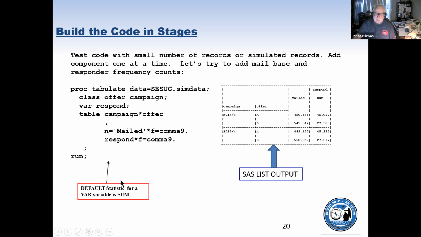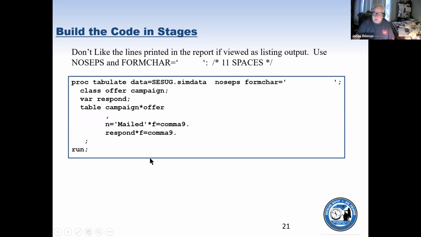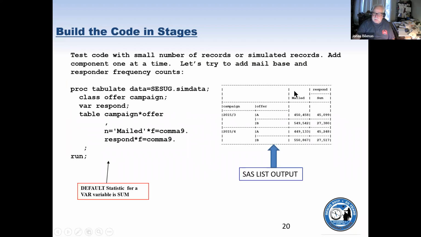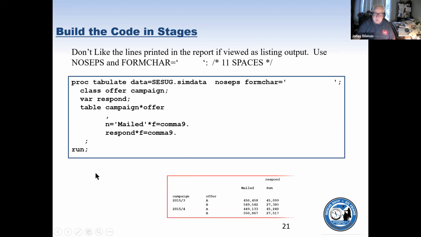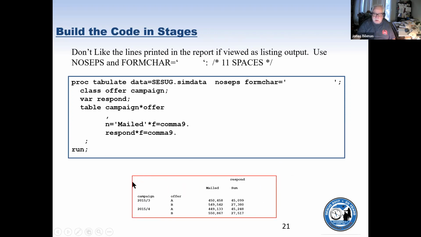I know you notice that the default statistic for a var variable is sum, so you don't have to write asterisk sum. But it's sort of annoying to get that sum there, and we'll show you how you can get rid of that sum in a future code. Also, I didn't like these lines and stuff, so you could say no separation, and the form character is equal to 11 spaces. That'll format how the table is going to look in a list output. So it's pretty much the same code, and this is what you get. You don't get this red box around it, but I just put it in the PowerPoint.